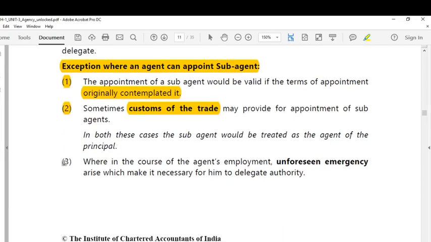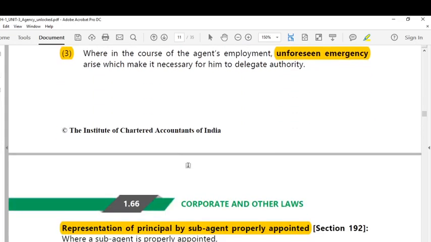And the third exception to appoint a subagent is where, in the course of the agent's employment, an unforeseen emergency arises which makes it necessary for him to delegate authority. So because of unforeseen circumstances, if the agent is required to delegate his authority to carry out certain actions, in all such cases it could be considered an exception and a subagent can be appointed.